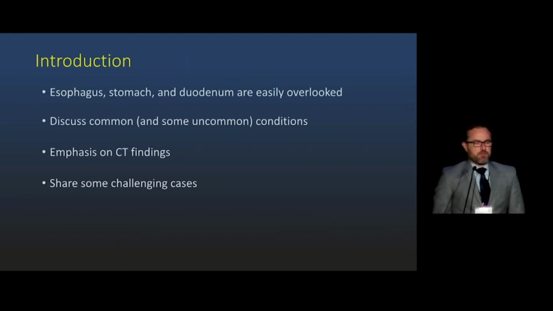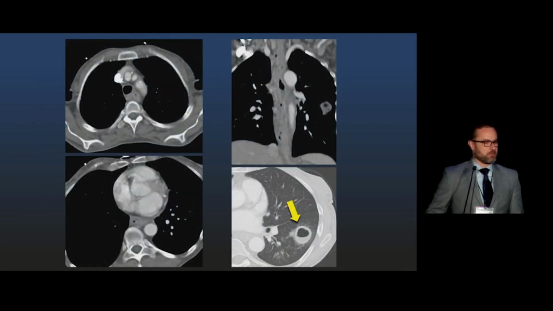I think this is an important topic because the esophagus and duodenum in particular are easy to overlook on imaging, the stomach occasionally as well. And so in this 15-minute talk, I'm going to talk about some common and some less common conditions with an emphasis on CT findings because today this is how we encounter these patients rather than the fluoroscopy department. And I'd like to share with you some challenging cases that have taught me lessons over the years.